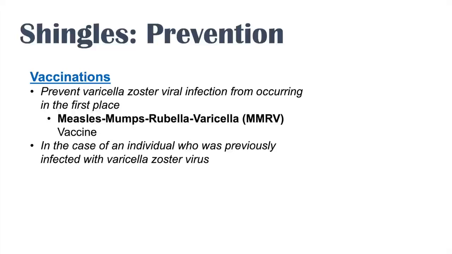And if an individual was previously infected with varicella-zoster virus, they had chickenpox when they were younger, we can use a zoster vaccine. So a vaccine specifically to prevent herpes zoster or shingles. This is known as Shingrix. So Shingrix has been shown to reduce the likelihood of developing shingles. So again, we can try to prevent the varicella-zoster viral infection from occurring in the first place by using the MMRV vaccine early in childhood. Or if an individual has already been infected with chickenpox, we can use the zoster vaccine, Shingrix. So those are the two options we have for preventing shingles.